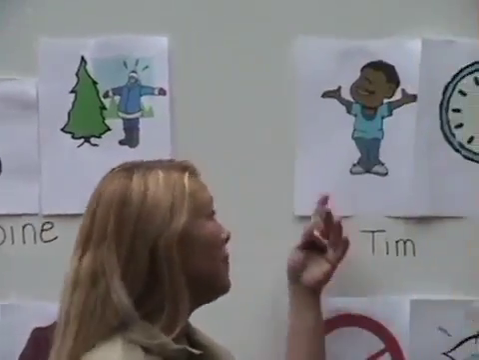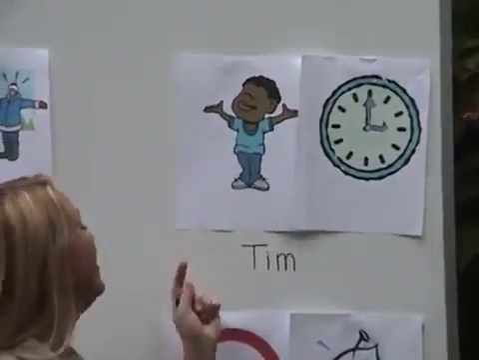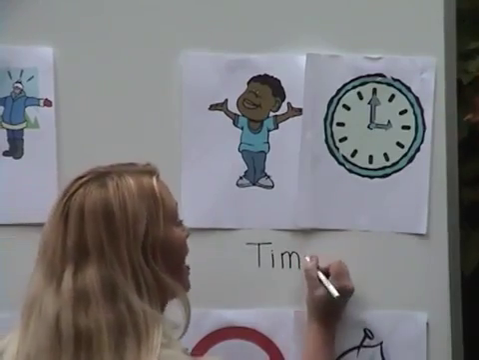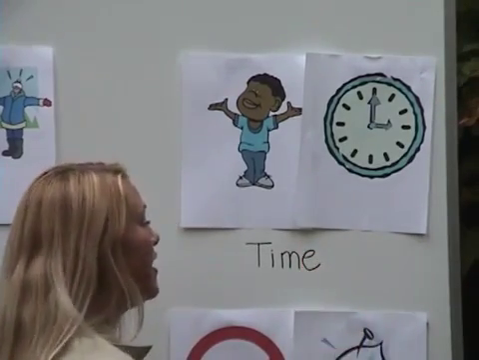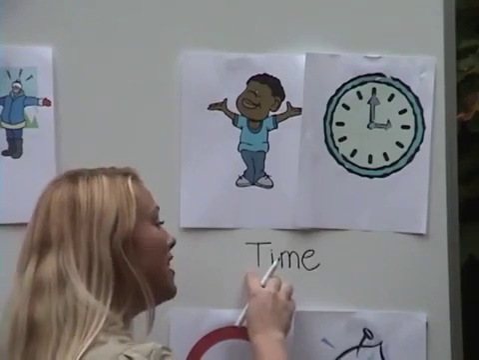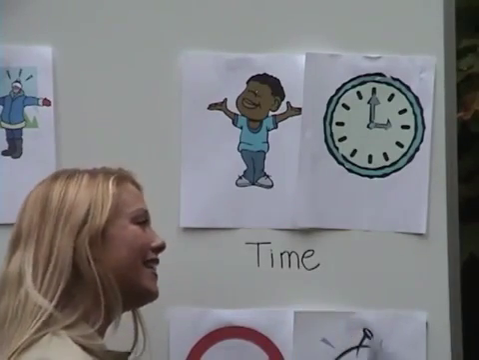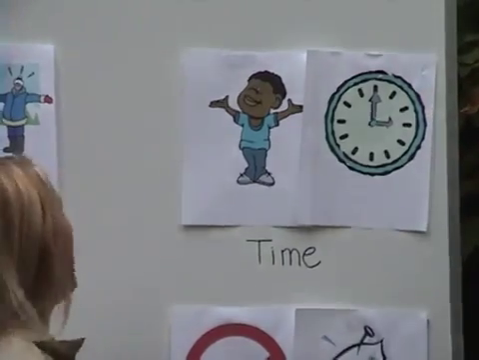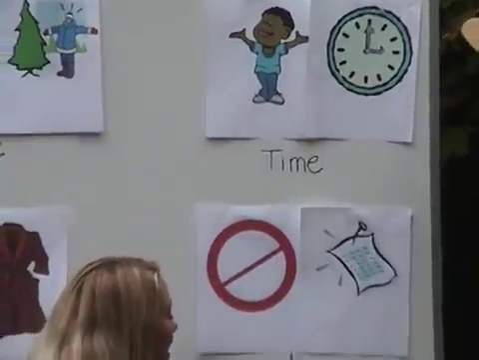So, let's try another one. Here we have a picture of my good friend Tim. And here is the word Tim. Now, if we put a magic E on the end, it turns the short I into the long I and becomes the word time. Like this clock. That's how you tell time. That's right, Andrew.